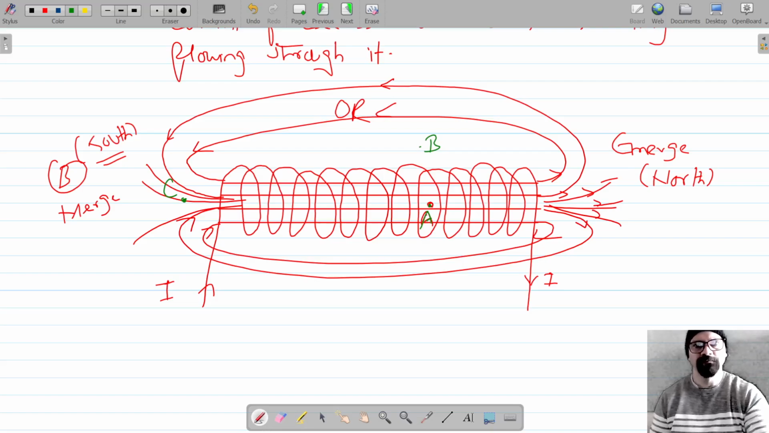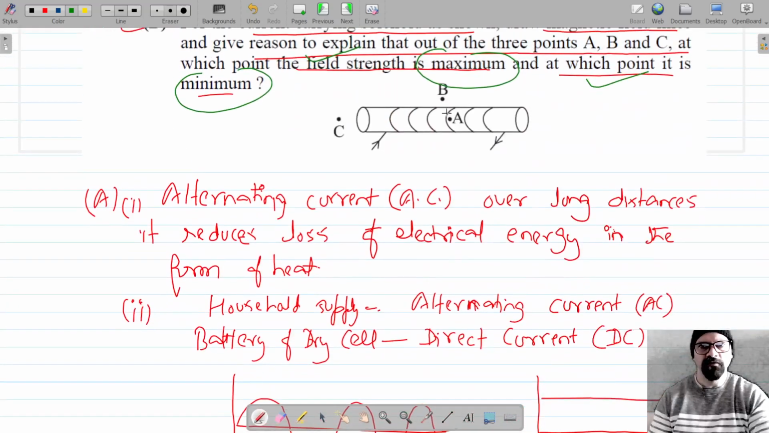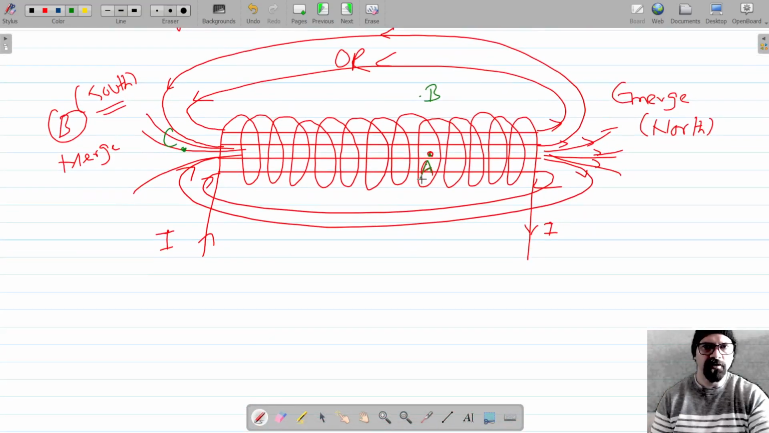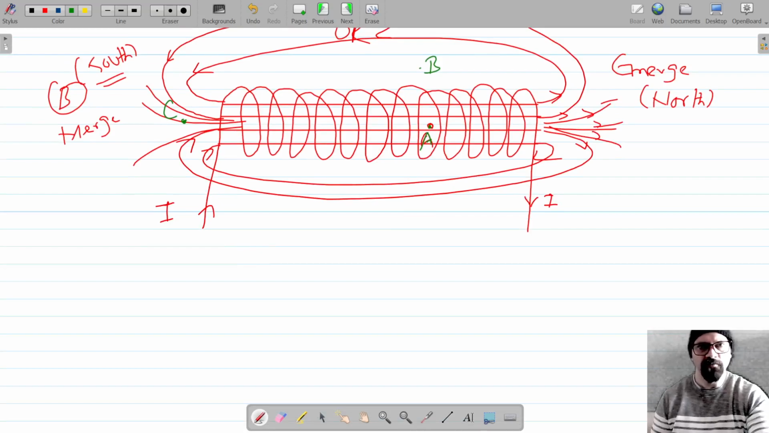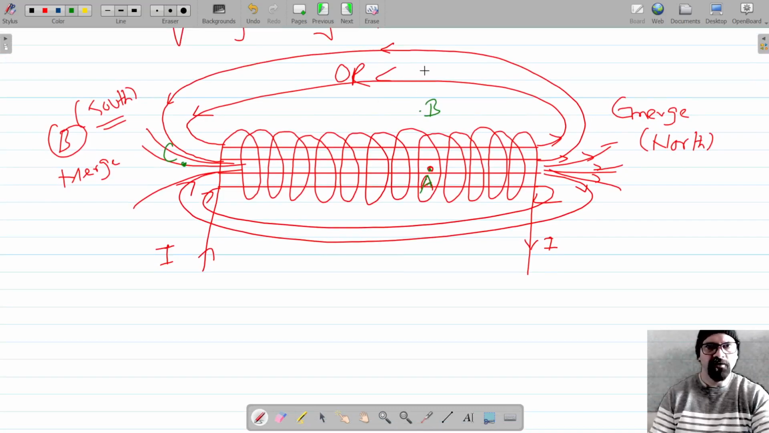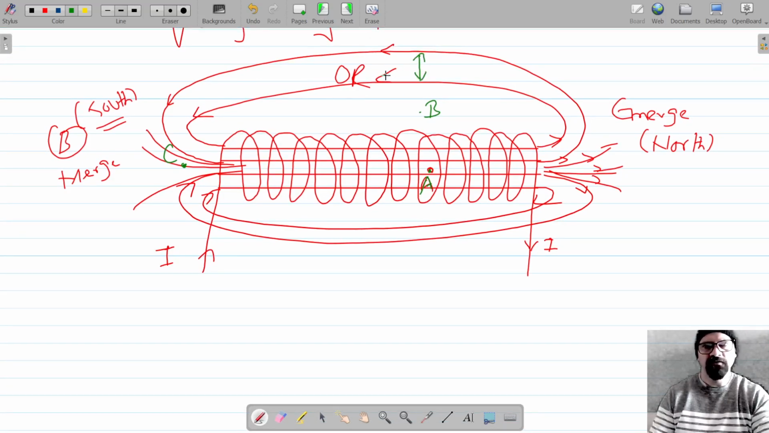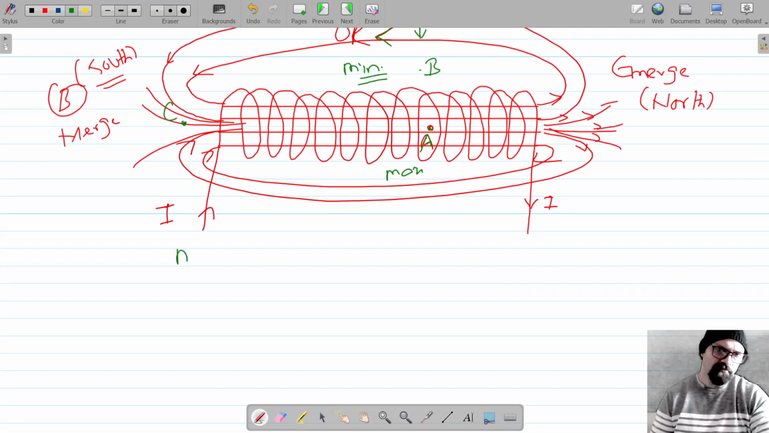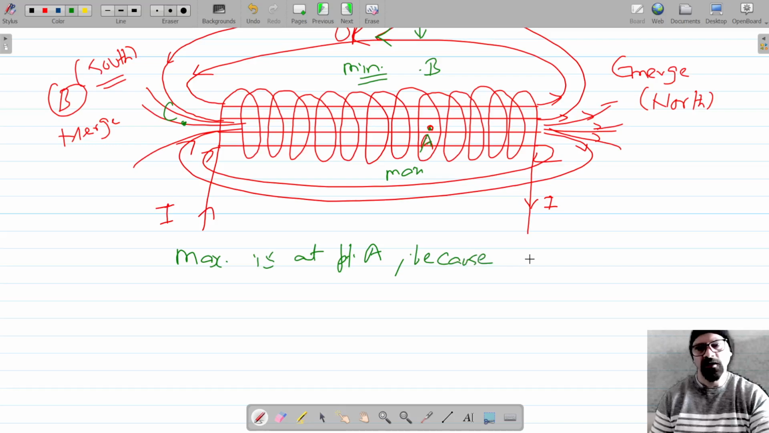Maximum is at point A, because the magnetic field lines are crowded here. Minimum is at point B, because here the magnetic field lines have distance between them; they are away from each other. So this is the minimum and this is the maximum. Point A is the maximum because the magnetic field lines are crowded, and the degree of closeness gives the strength of the magnetic field.